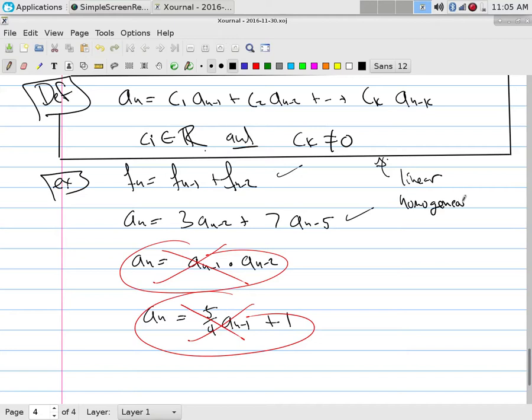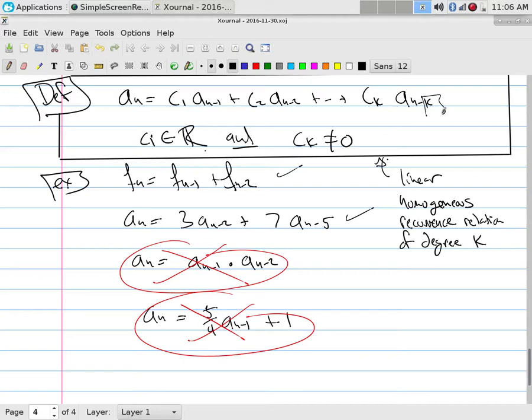It's homogeneous. What's homogenized milk? What does homogeneous stand for? You make all of the things like the other things. What do I notice about every one of these terms? Constant, a sub n. They're all alike. So there's homogeneity. And so this is a linear, homogeneous recurrence relation of degree k. What does that mean?